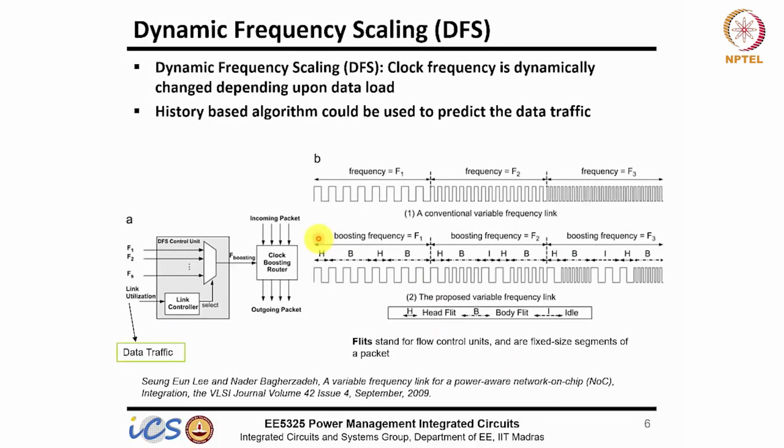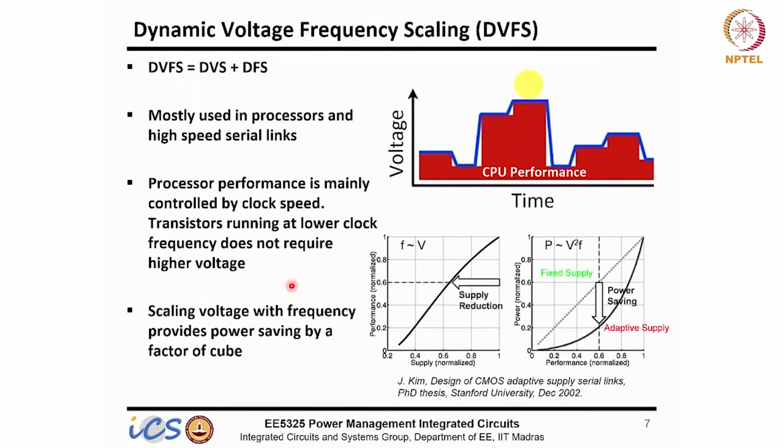Okay, so then dynamic frequency scaling. In dynamic frequency scaling, you just change the frequency based on the data. If your data load is higher, you increase the frequency; if the data load is less, you reduce the frequency. So you dynamically keep changing, and overall you can achieve a better system efficiency. And this is how it looks. You have a voltage and this is your CPU performance. When you are running at a lower performance, you reduce the voltage. At peak performance, you increase the voltage to the max.